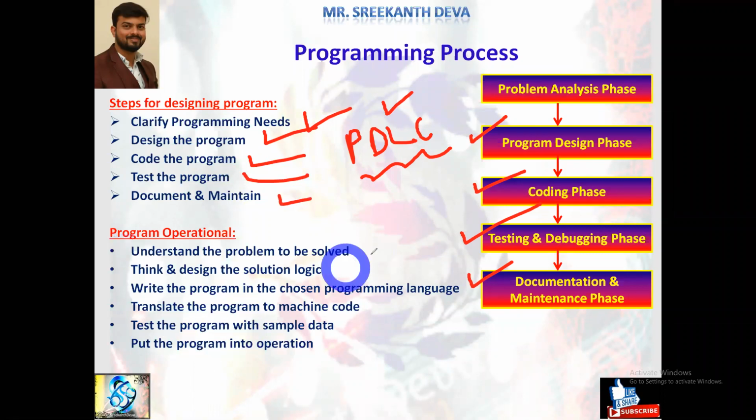Program operations: understand the problem to be solved, think and design the solution logic, write the program in the chosen programming language, translate the program to machine code. Several language translators are there. We are not required to translate every time: for high level languages there are compilers and interpreters, and for middle or low level languages there are assemblers. These language translators are responsible for converting high level instructions into machine understandable instructions. Next, test the program with sample data, and put the program into operation. These are all the steps involved in the general programming process.